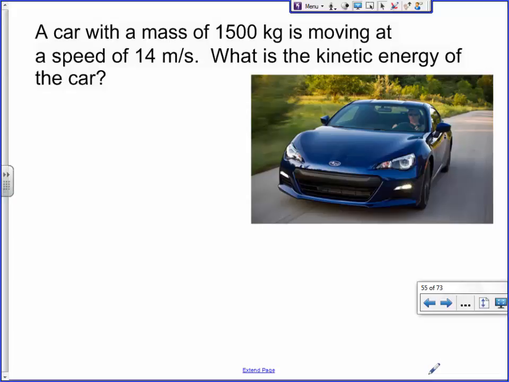Okay, a car weighs 1,500 kilograms. It moves 14 meters per second. Let's find its kinetic energy. So we know the mass, 1,500 kilograms. I have to be honest, you probably could skip this step if you wanted, but I would still encourage it, because it's not a bad idea to build healthy habits. Not all of the formulas we work with are going to be super easy. So it's not a bad idea to write down what you know. We want to find our kinetic energy.